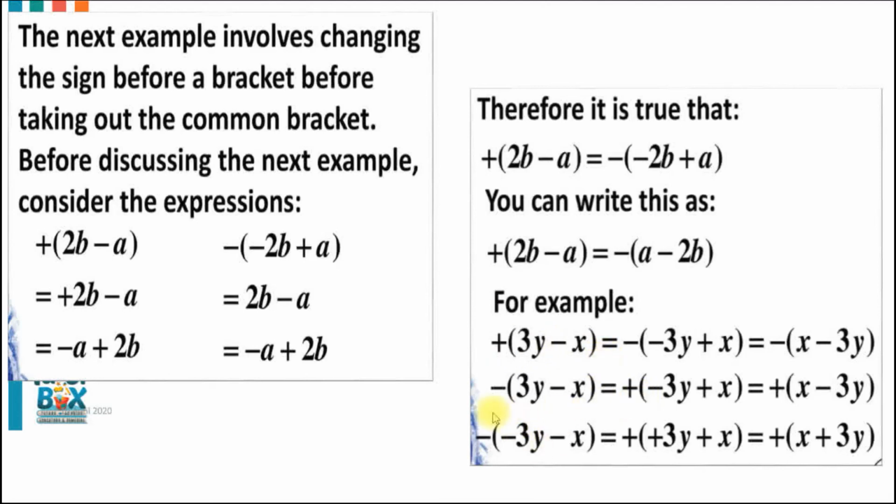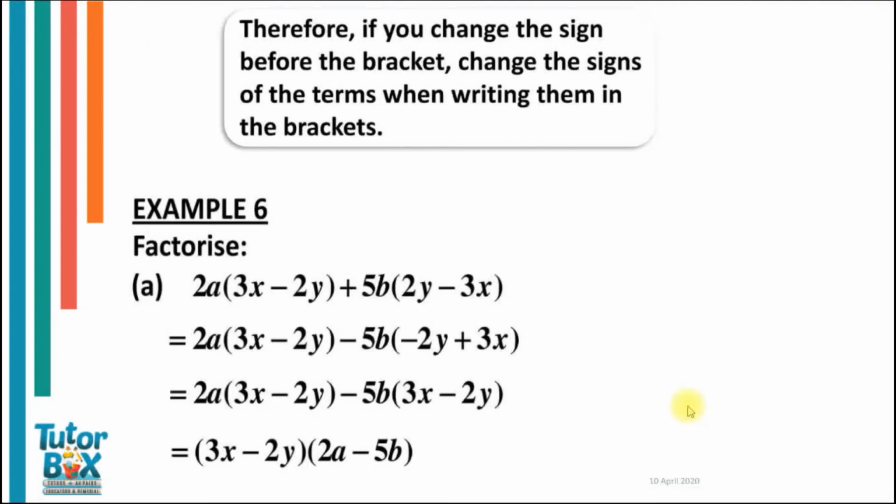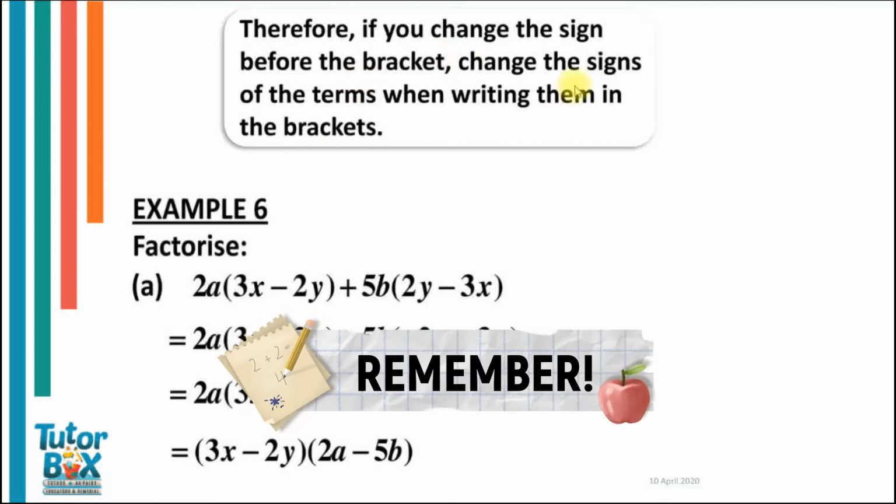Okay, same thing here with minus 3y minus x. This will be equal to plus minus 3y plus x, which will be equal to plus x minus 3y. And then also here with minus 3y minus x is equal to plus 3y plus x. And then we just get plus x plus 3y, right? Okay, so therefore, if you change the sign before the brackets, change the signs of the terms when writing them in the brackets, right? So if you change the sign before the brackets, also make sure that you change the signs of the terms when writing them in the brackets, right?